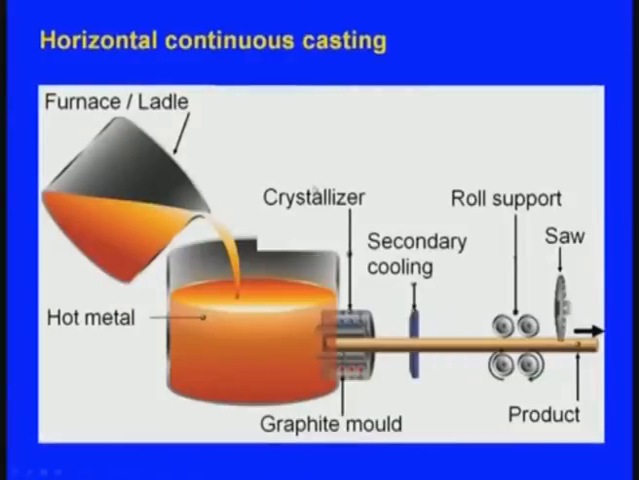So, this saw again will be cutting the solidified bar at equal intervals or at the desired location. So, this is the principle of horizontal continuous casting.